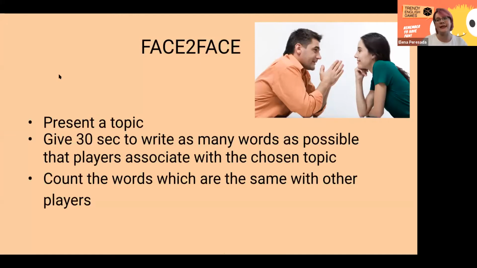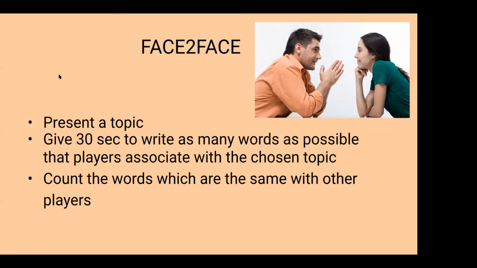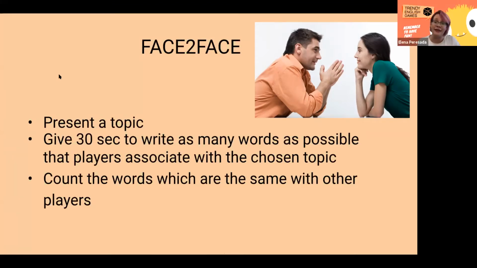Then it's the next person's turn. The next person says, for example, my word is dice. If somebody else has this word, he lets us know, I've got dice, and all the people who have got dice get one more point. The winner in this round is the person who has got more points than anybody else. So that is the first game, very easy.